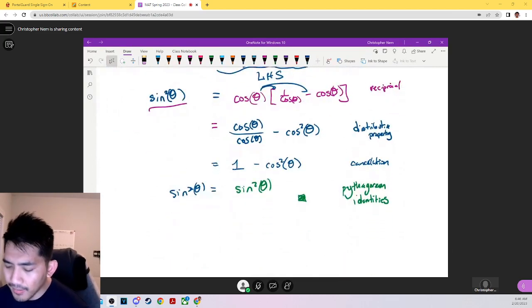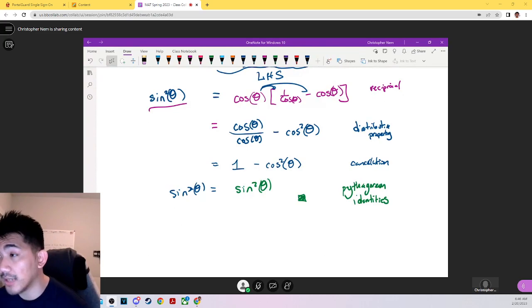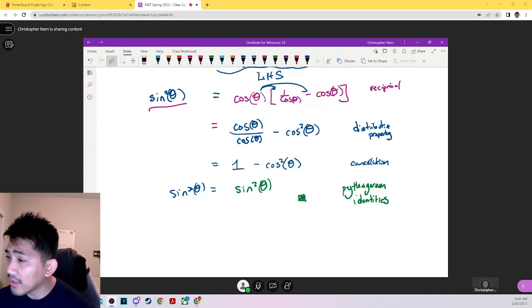And then you have your Pythagorean identity, 1 minus cosine squared theta is equal to sine squared theta. And then you have a true statement, sine squared theta equals sine squared theta. I put a little box at the very end just to let me know that I finished the proof. That's how I normally do proofs. I just like to let the readers know that I finished it.